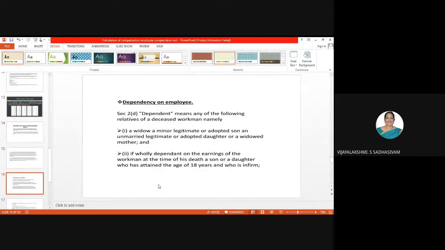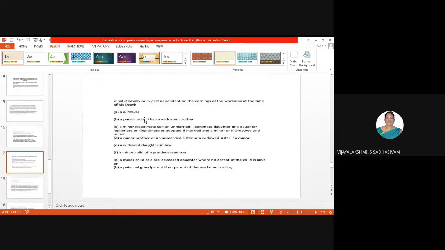So if they are wholly dependent on the earnings of the workman at the time of his death: a son or a daughter who has attained the age of 18 years and who is infirm, or, if wholly or in part dependent on the earnings, so they can fully depend or only partly depend on the deceased workman at the time of his death; or a widower, a parent other than a widowed mother, or a minor legitimate son, or an unmarried illegitimate daughter, or a daughter legitimate or illegitimate.